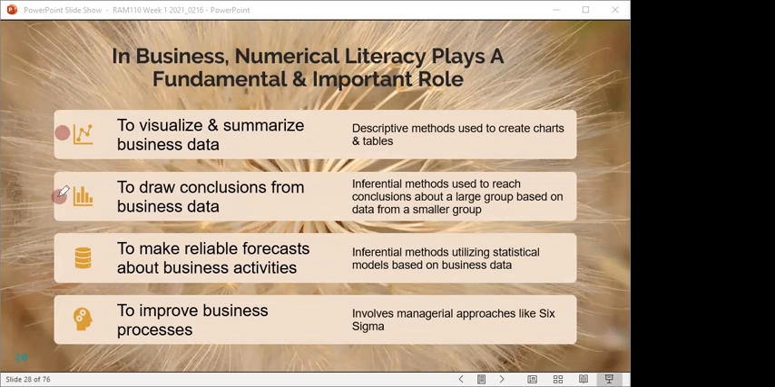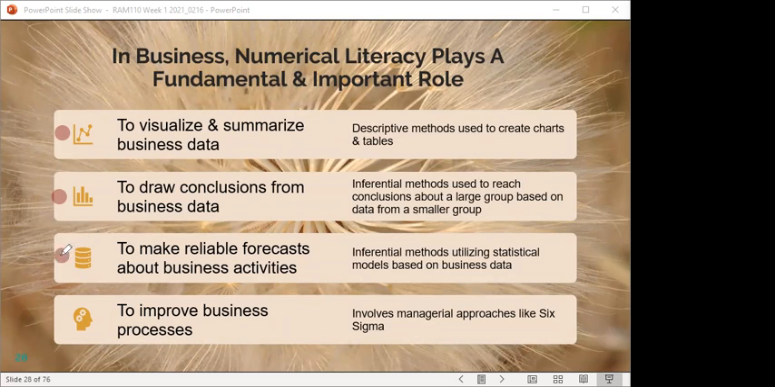And of course, drawing conclusions from these charts helps us make decisions to either learn from the past, to assess the present, or to plan for the future. Those are three things that you're going to hear me talk a lot about. Again, learning from the past, assessing the present, and planning for the future.